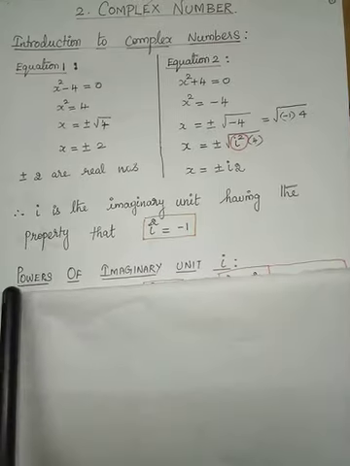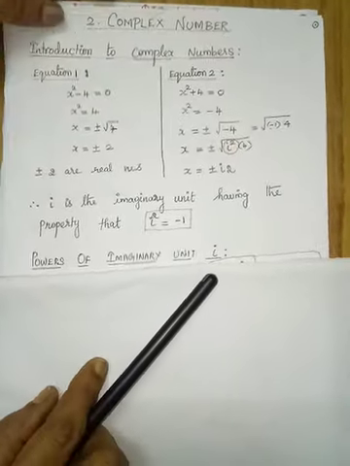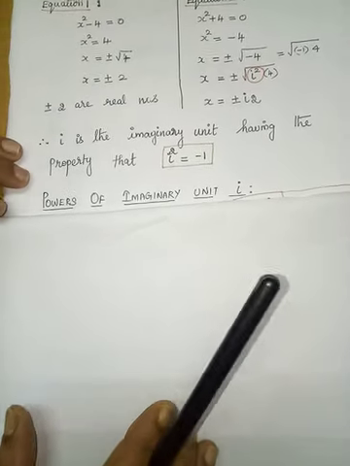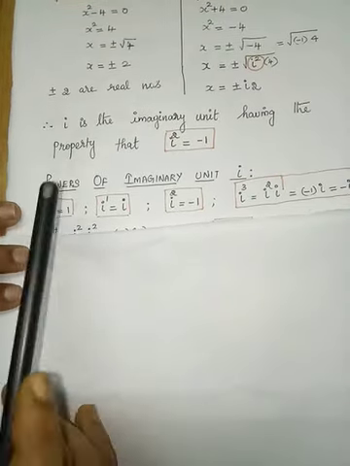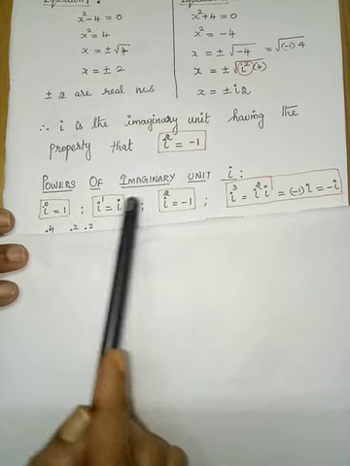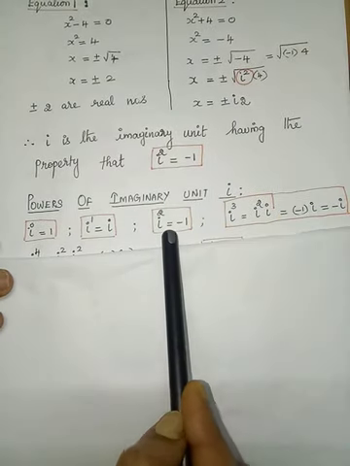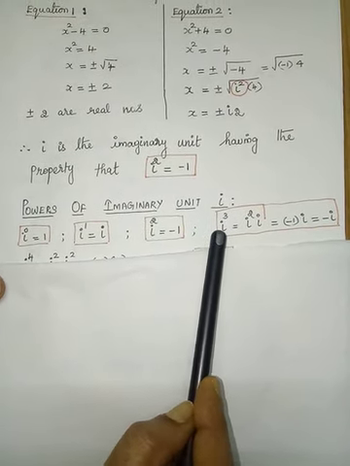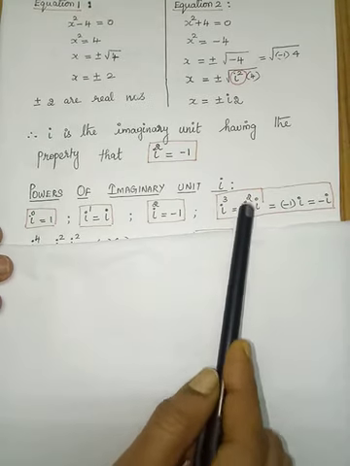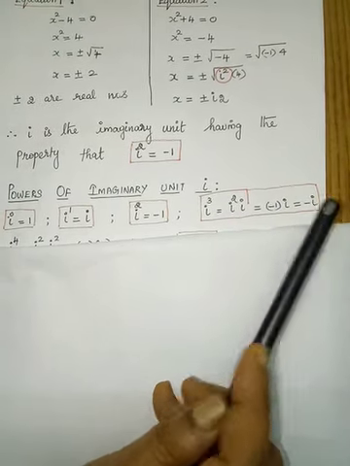Next we are going to see the powers of the imaginary unit i. Look at this. i power 0 is equal to 1. i power 1 is equal to i. Here only we have taken i squared is equal to minus 1. So what is i cube? i cube can be written as i squared into i. What is i squared? i squared is equal to minus 1. So minus 1 into i is equal to minus i.